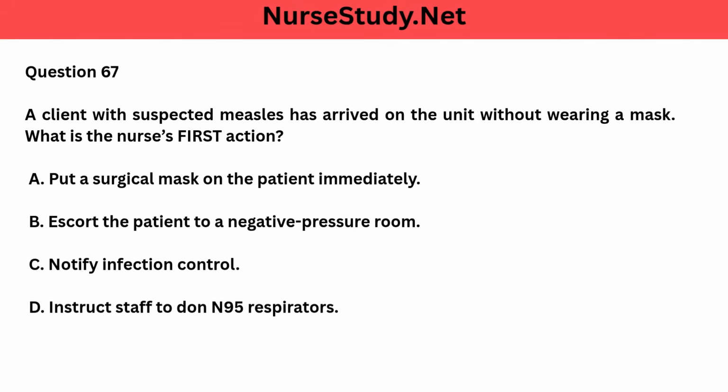Question 67. A client with suspected measles has arrived on the unit without wearing a mask. What is the nurse's first action? A. Put a surgical mask on the patient immediately. B. Escort the patient to a negative pressure room. C. Notify infection control. D. Instruct staff to don N95 respirators.